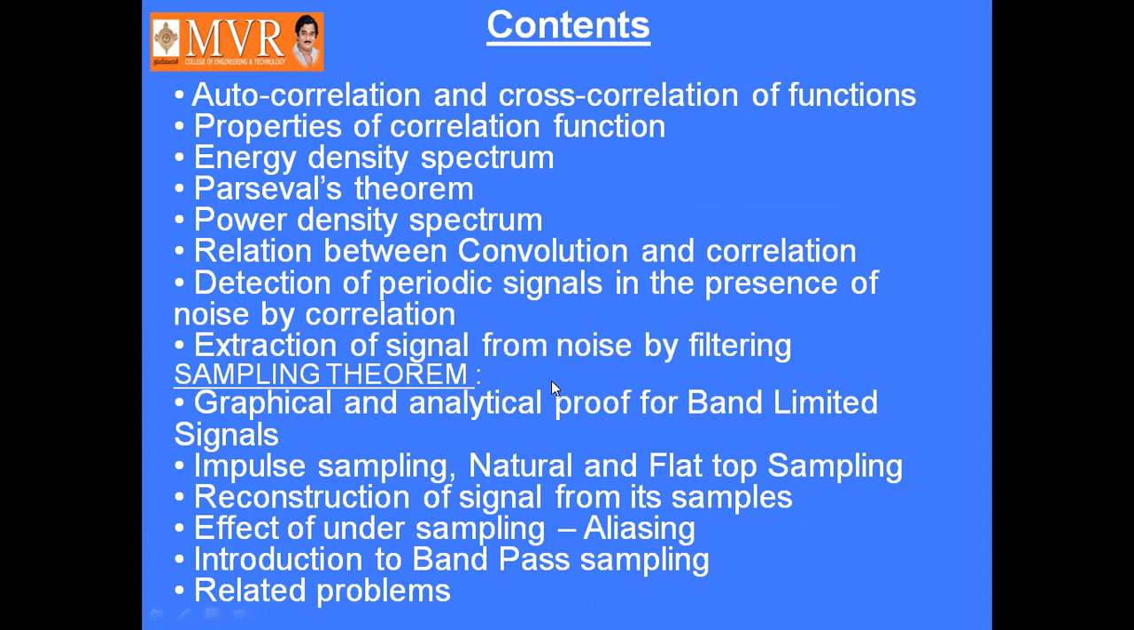Then coming to the sampling theorem, we'll discuss the graphical and analytical proof for band limited signals, impulse sampling, natural and flat top sampling, reconstruction of signal from its samples, effect of undersampling, that is aliasing, introduction to band pass sampling, and problems related to the above topics. These are the topics involved in this fourth unit, correlation and sampling theorem.